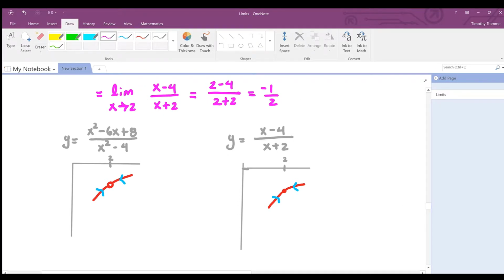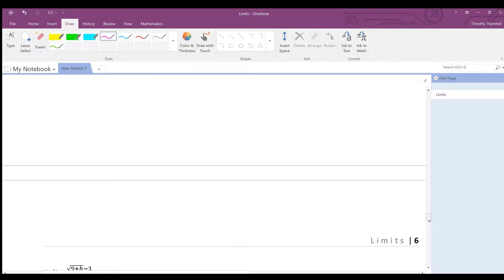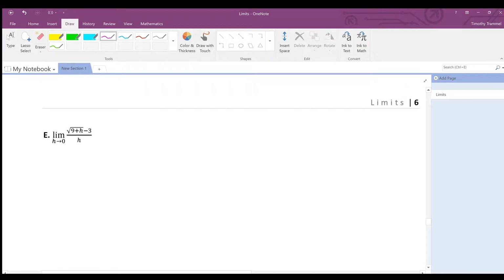All right, so the next thing we're going to do is look at another one where the denominator is 0 and we can't use direct substitution. And here it is. If I try to plug in h equals 0, the denominator is 0 and we have a problem. There's a little bit of a trick to these ones though.